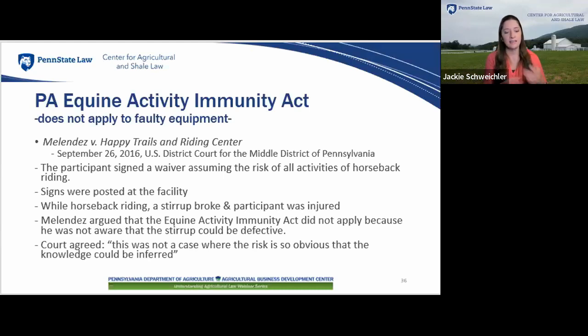So they said, quote, this was not a case where the risk was so obvious that the knowledge could be inferred. The idea is you have the expectation of certain injuries when you participate in an activity, but what the court's saying here is you don't have an expectation that a stirrup is going to break on you. So there are some nuances, some specifics to this law. It will not protect you against everything. And that's why I wanted to bring up this case. So it's important to check equipment and make sure that those sorts of things are working because it's not necessarily covered under this Act.